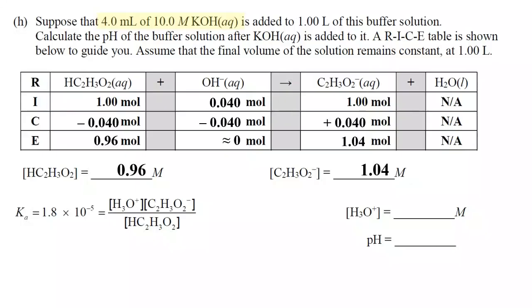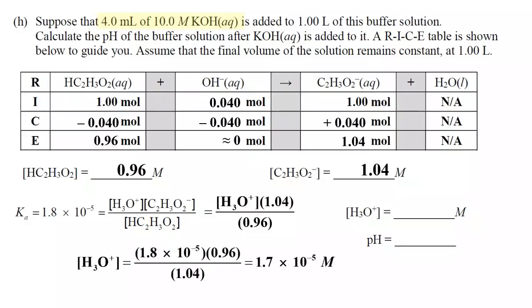Let's go ahead and plug in the 0.96 on the bottom of this Ka expression and 1.04 in the top of this Ka expression. So we plugged in the values for the concentration of acetate and acetic acid. Let's now rearrange this equation to solve for the concentration of the hydronium ion. So I'm going to go ahead and multiply both sides of this equation by 0.96 and then divide both sides of this equation by 1.04.